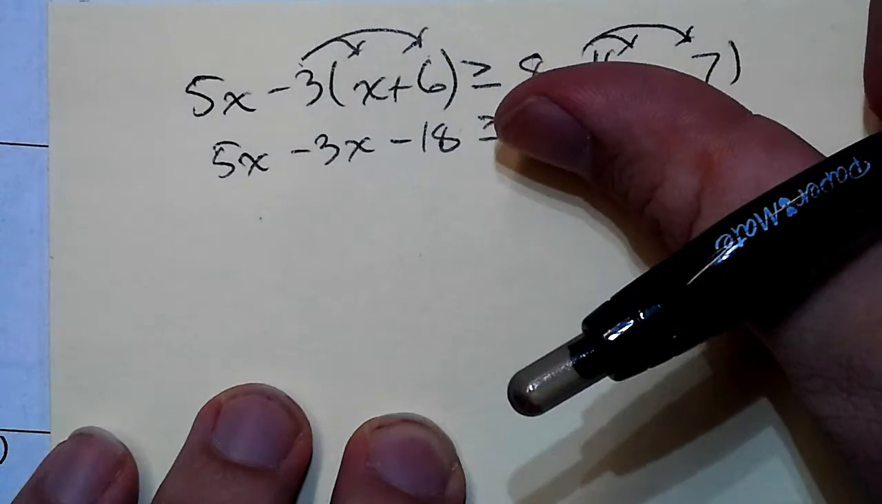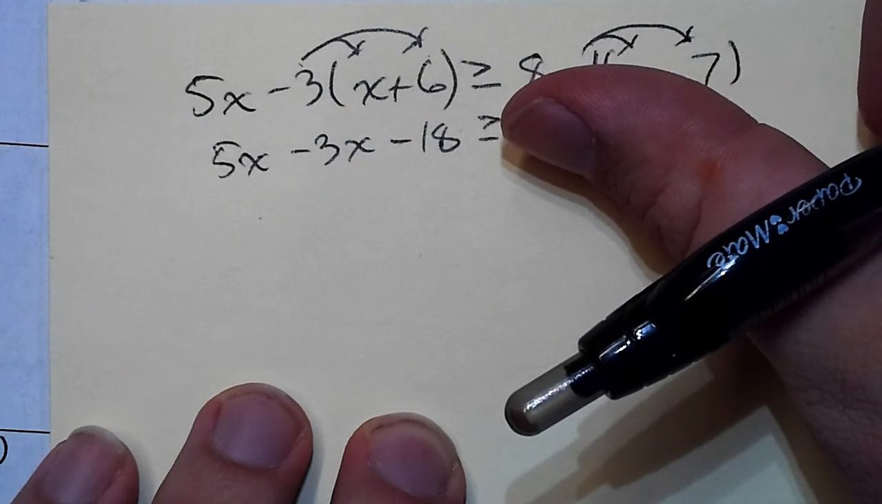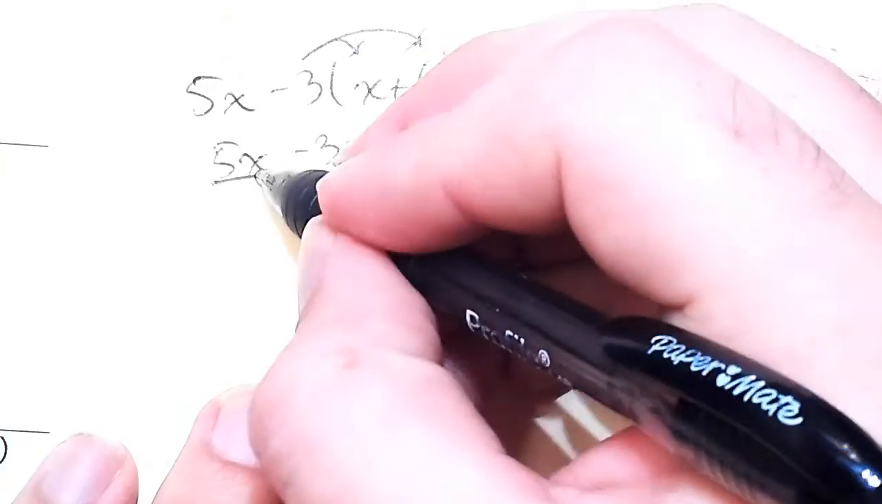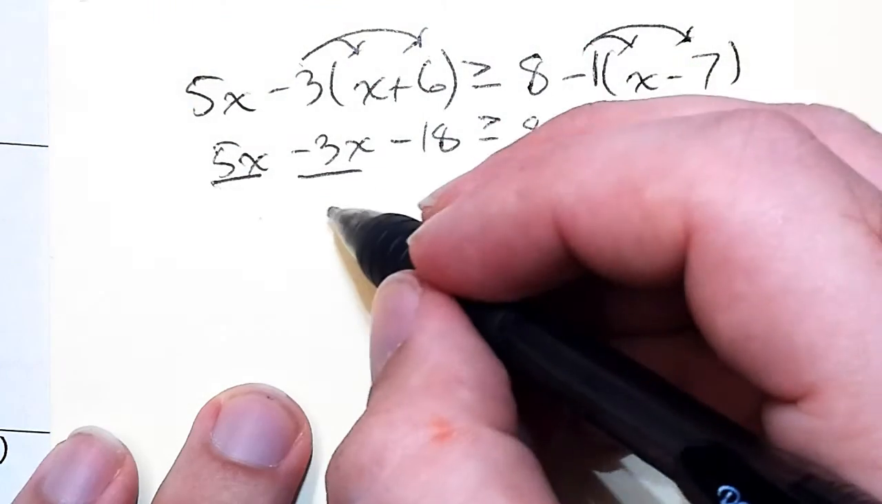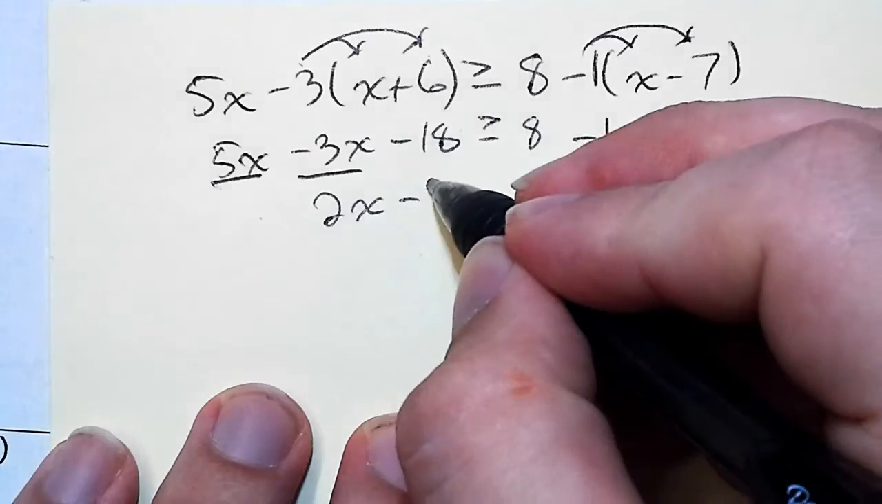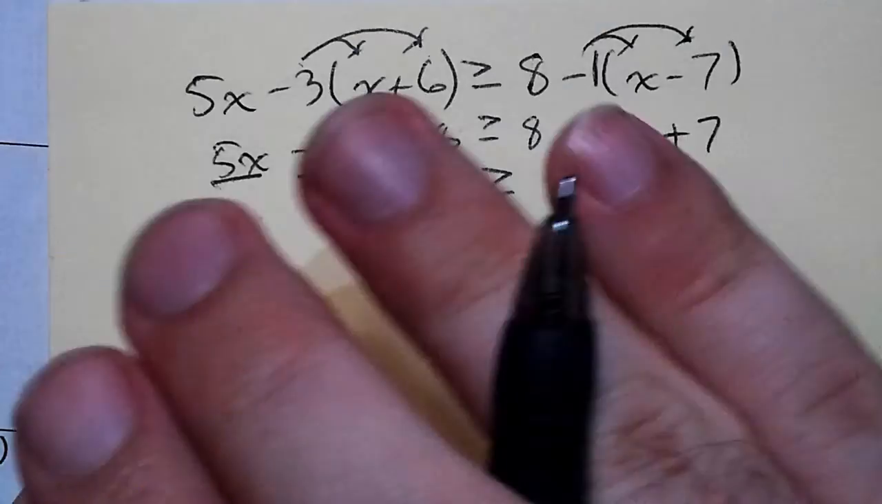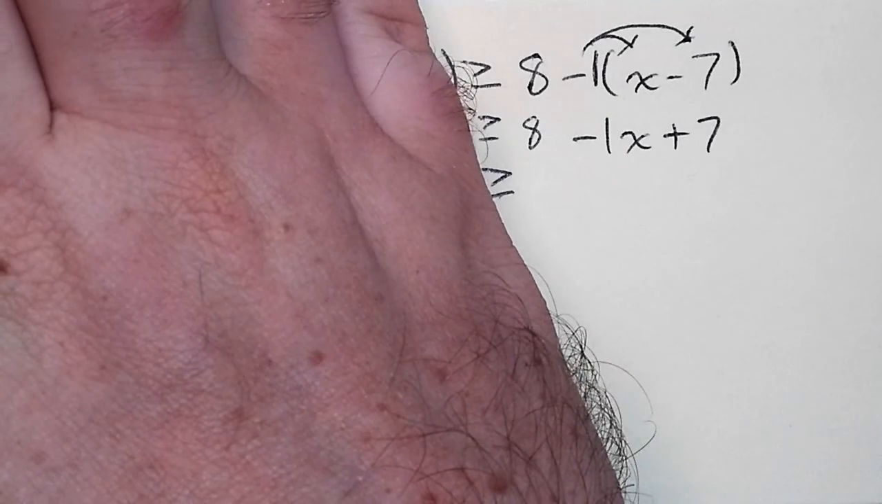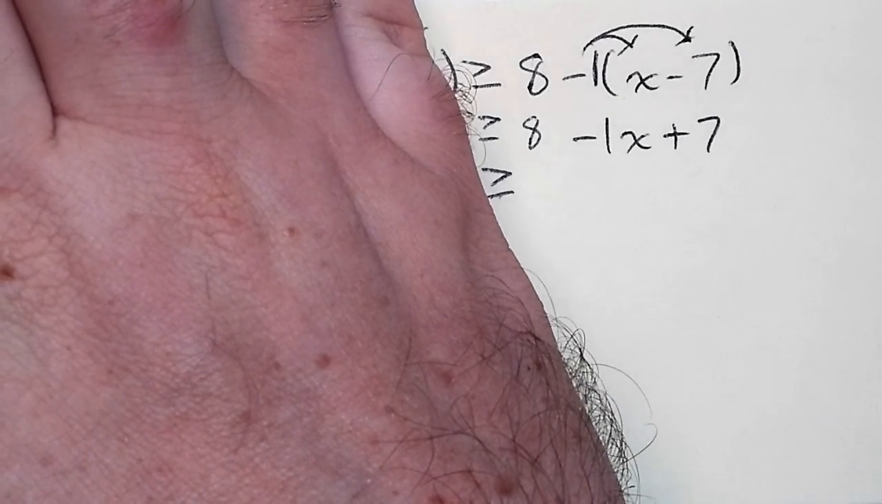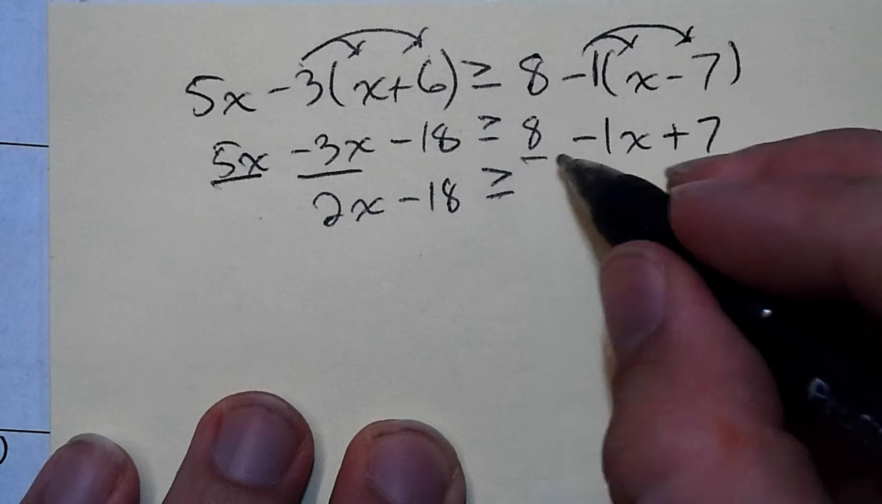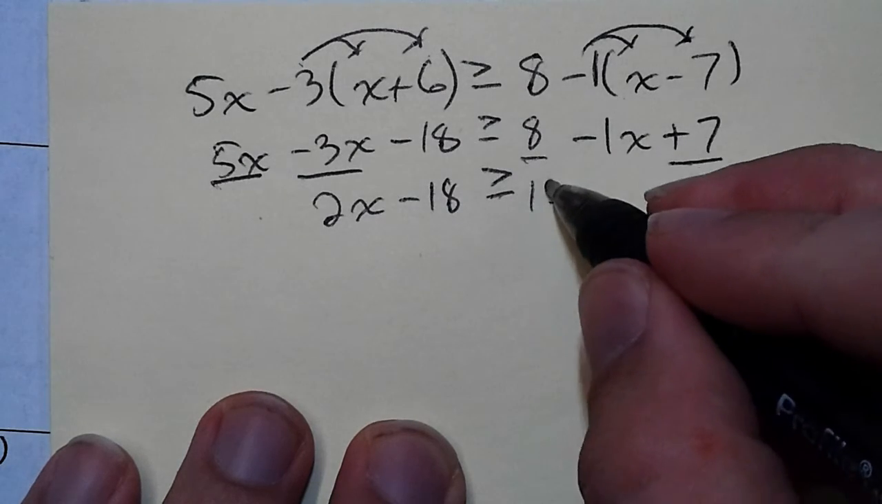Now, look at your left side. Do I have anything I can combine? Yes. 5x and minus 3x. 5 minus 3 is 2. I'm going to look to my right. Do I have anything I can combine? Yes, I do. 8 and plus 7. 8 plus 7 is 15.